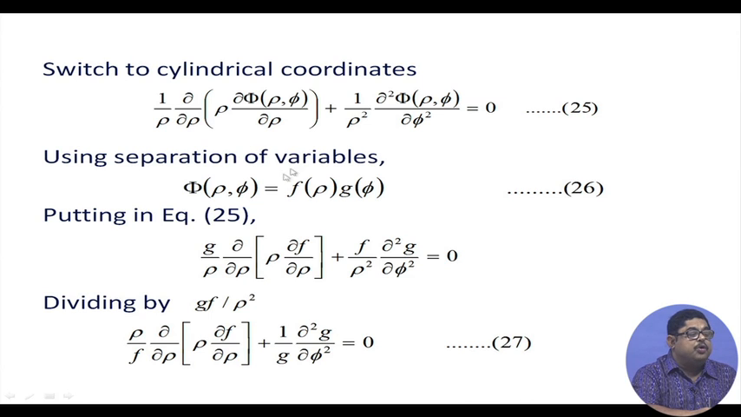Now, as before, this potential function we separate into two functions of single variable. So, the potential function, which is a function of both rho variable and phi variable, we are writing as f rho into g phi. f is only a function of rho, g is only a function of phi. So, if we put this in the Laplace equation, then we get this equation.